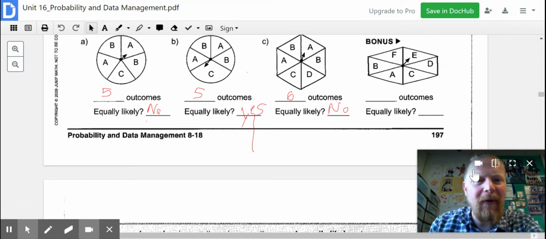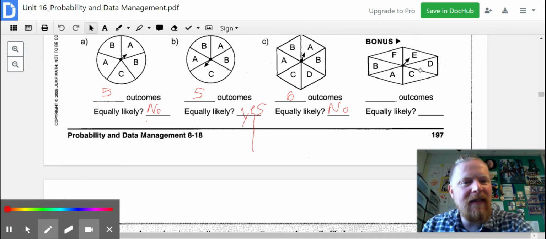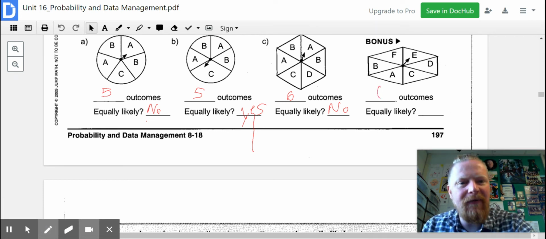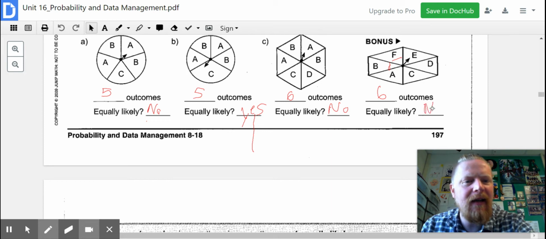Okay, bonus. How many outcomes? A, B, C, D, E, F. There's 6 different zones there. Are they equally likely? Ooh, what do you think? Are all of the angles, the inside angles in the circle here, the same? Doesn't it look like B is smaller than F? I'm pretty sure it is. I'm going to say not equally likely, because I don't think the size of the zones is the same.